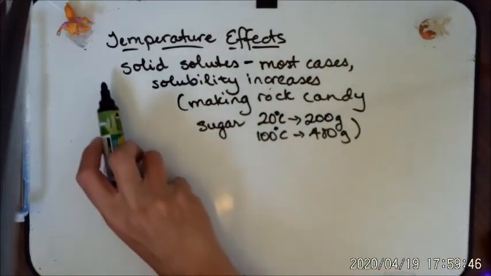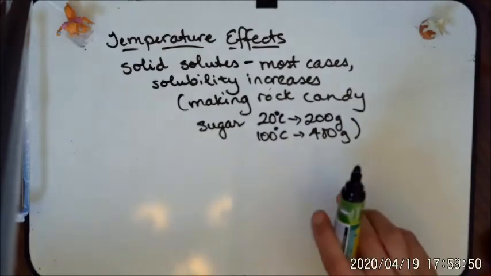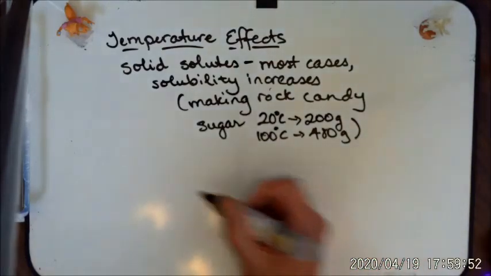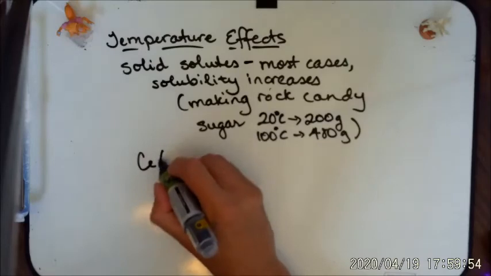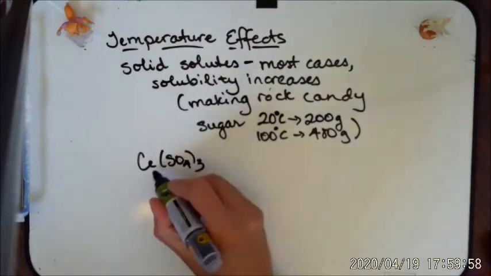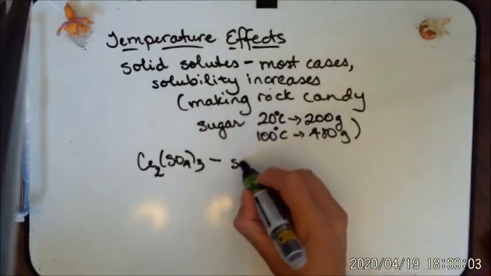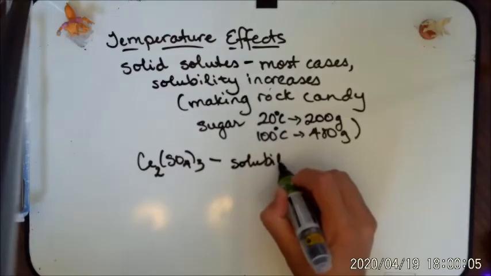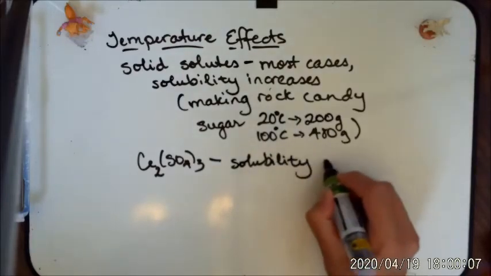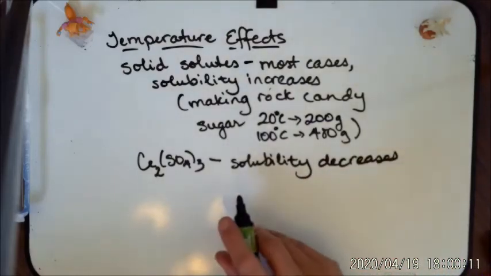So for solid solutes, they mostly increase. There are some small ones that don't. What's mentioned in your textbook is cerium sulfate. The solubility decreases, but everything else that they show in your table increases. So this is an unusual one.